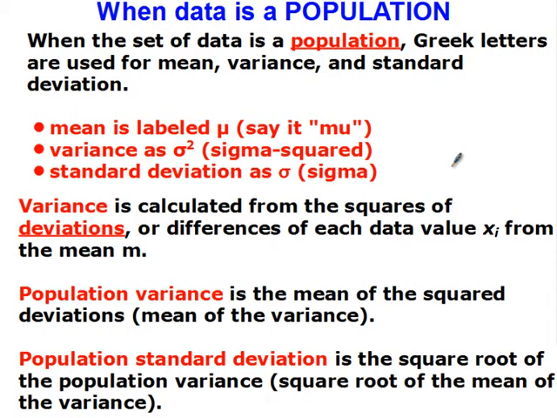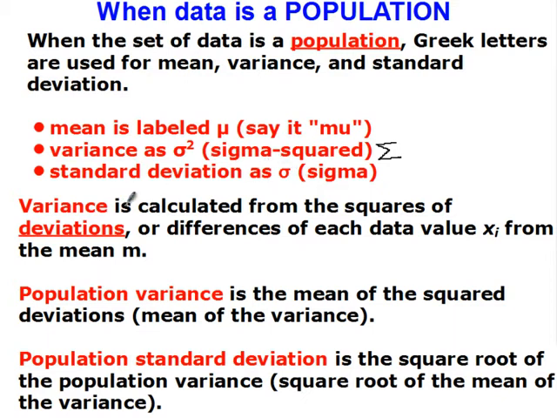So there's two ways that we can look at this, both population and sample. When the data is a population, we use Greek letters for mean, variance, and standard deviation. The mean is labeled with this weird looking U. It's pronounced mu. It's like a U with a front tail on it. Variance is sigma squared. We've seen sigma before, but we looked at capital sigma. This is lowercase sigma. Sigma squared is the variance, and standard deviation is just sigma.